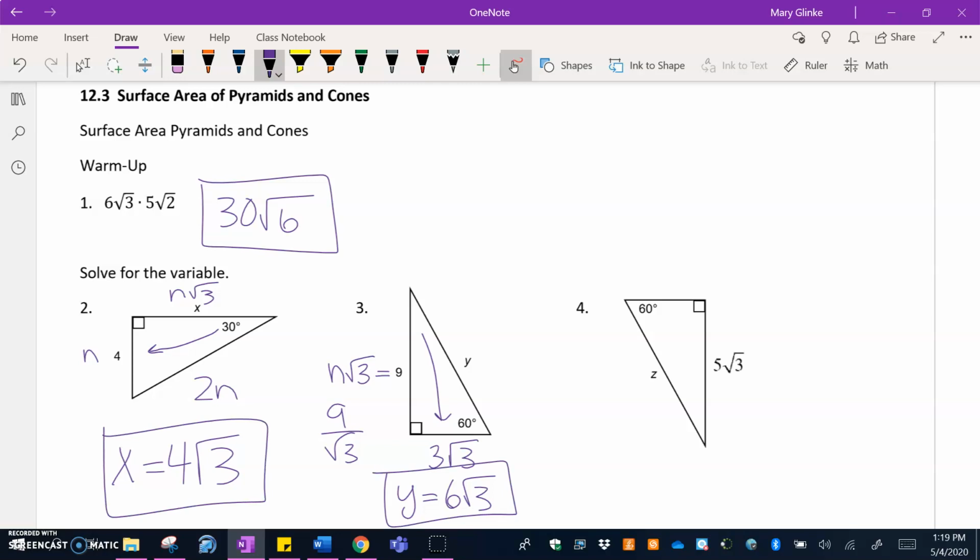And for our last warm-up problem, it's once again across from the 60 here. This is our n root 3, which means n is just going to be 5 for this one, and therefore z is going to be 10.